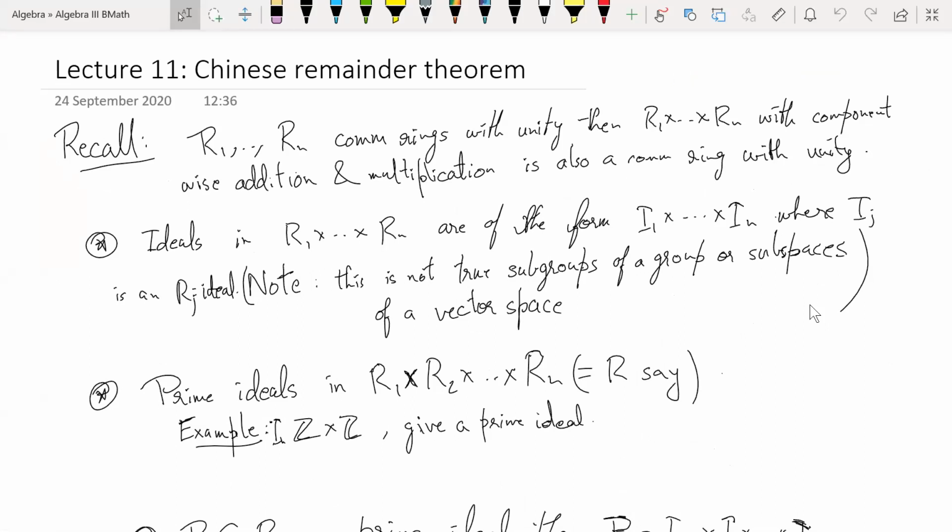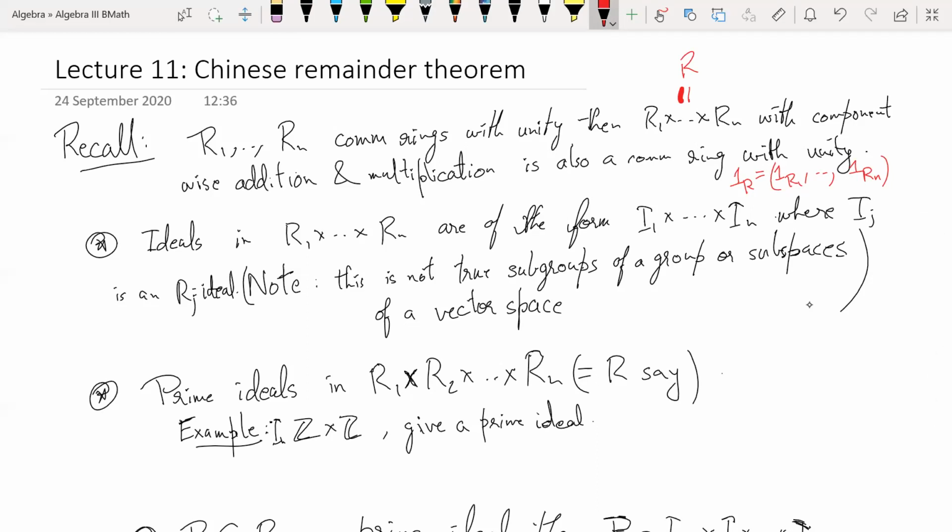So recall that if we have some commutative rings with unity R1 to Rn, then their product, again with component-wise addition and multiplication, is also a commutative ring with unity. If this is R, then 1 of R we know what that is. This is just (1_R1, ..., 1_Rn), the n-tuple of ones. All ones is the multiplicative identity.